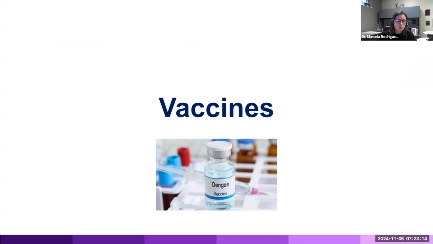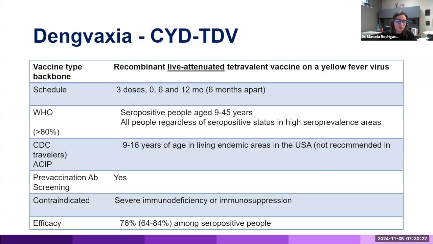So I would like to touch a little bit on vaccines because this is something very important. Of course, these vaccines are not widely available, but I just want to tell you what the most recent updates on vaccines are. I'm going to talk mainly about two vaccines. The first one is called Dengvaxia or CYD-TDV. This is a recombinant live attenuated tetravalent vaccine on a yellow fever virus backbone. The schedule is 3 doses, 6 months apart, so we give it at 0, 6, and 12 months. The schedule is not user-friendly, but this is how it is.